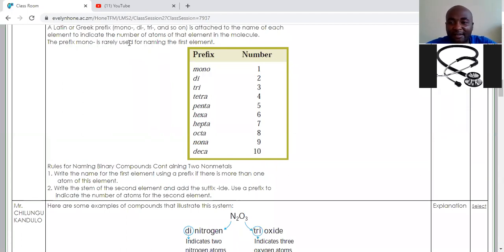If someone just says nitrogen oxide, the first assumption is that the mono has been dropped. Someone would think what you mean is actually mononitrogen monoxide or nitrogen monoxide. So those are things for our prefixes.